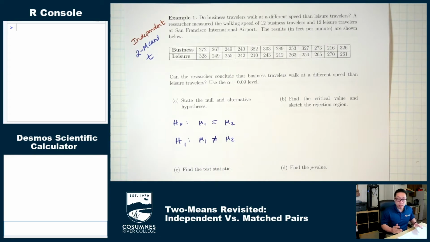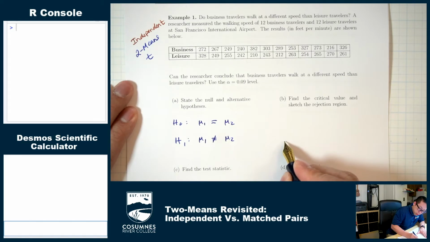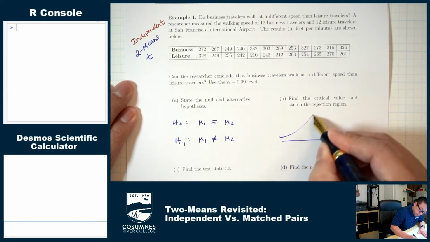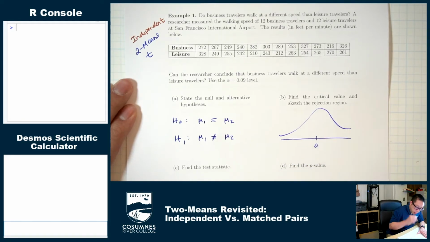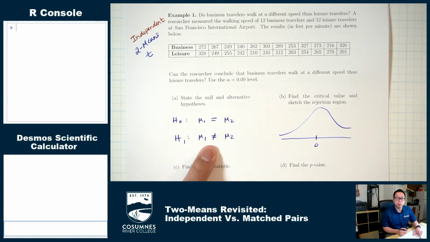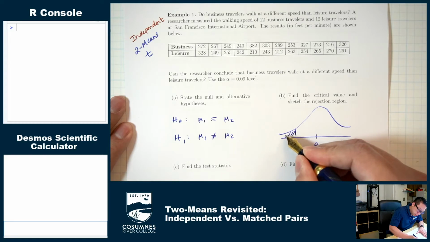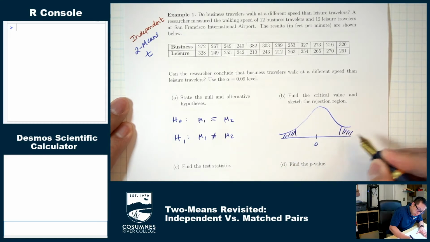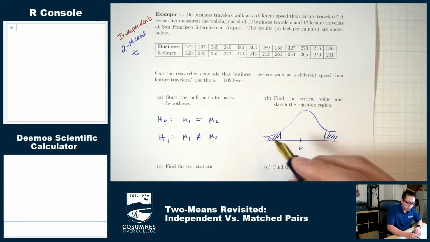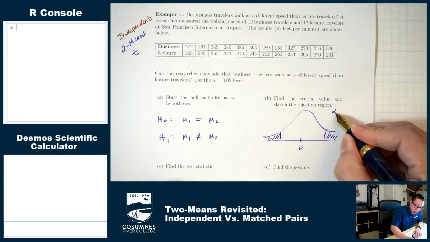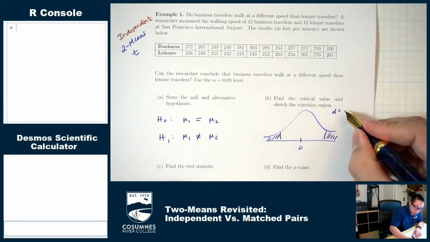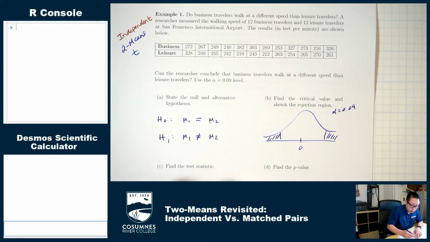Part B is the same as before. Draw your picture. Not equals means that this is going to be shaded two tails. And then the shaded area is our alpha. Our alpha here is 0.09. Left and right side together is 0.09.